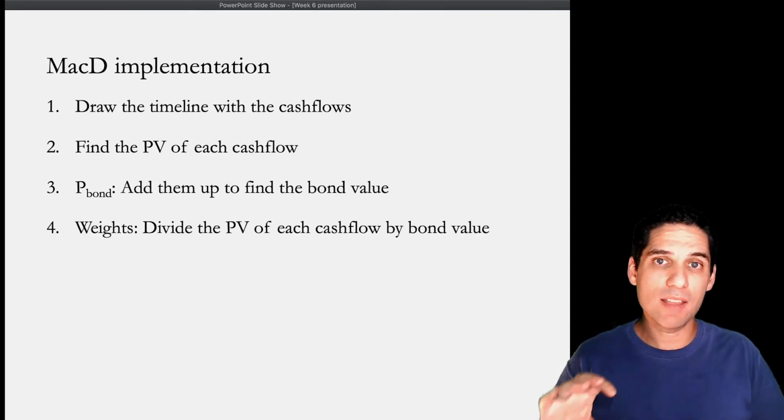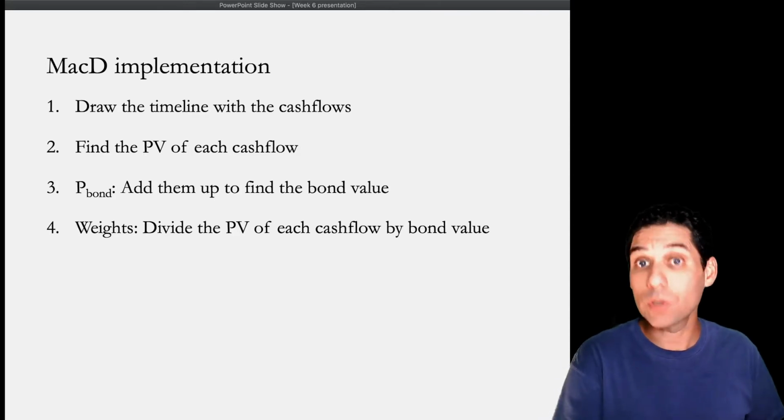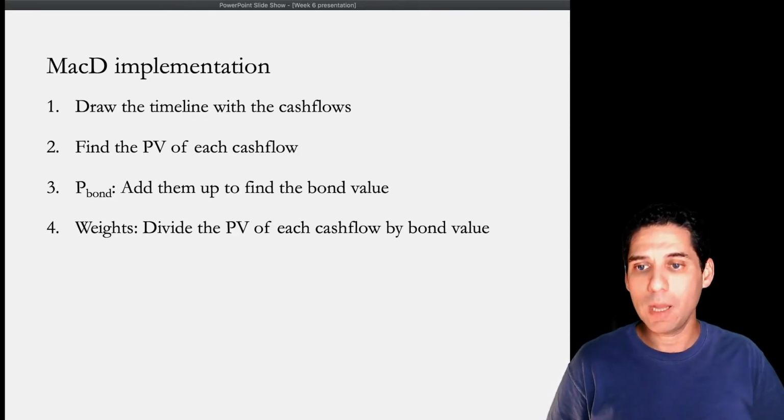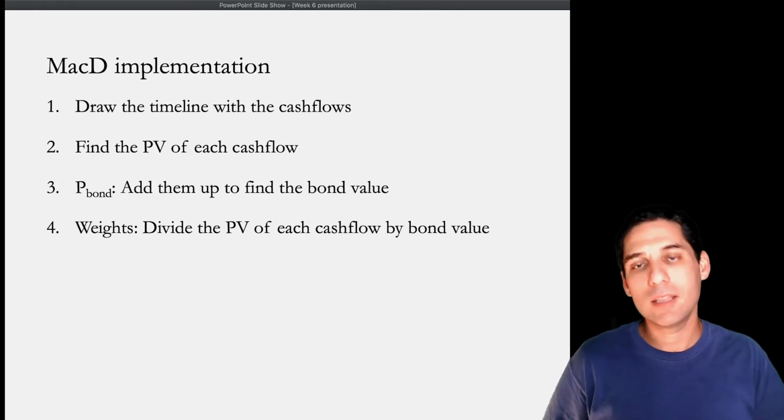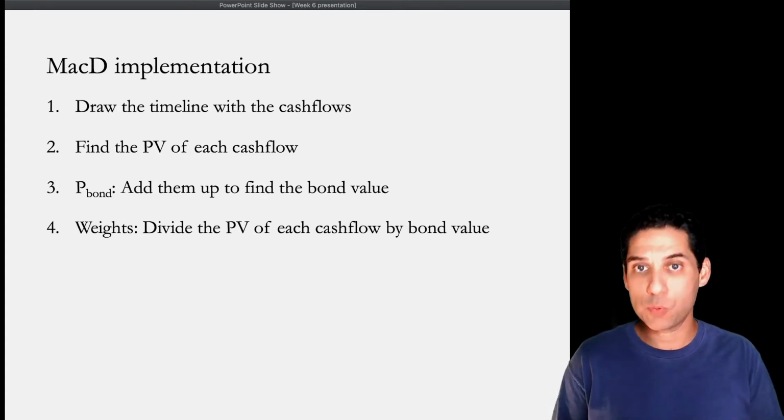And now we're going to find the weight of each cash flow, right? How much does each cash flow contribute to the total value of the bond? So we're going to divide the present value of each cash flow by the value of the bond, and that will be each cash flow's weight.